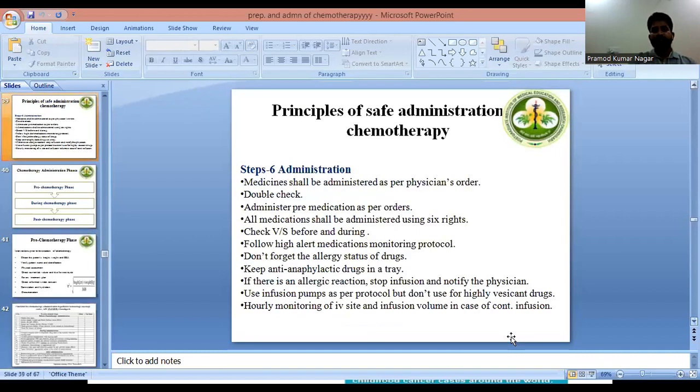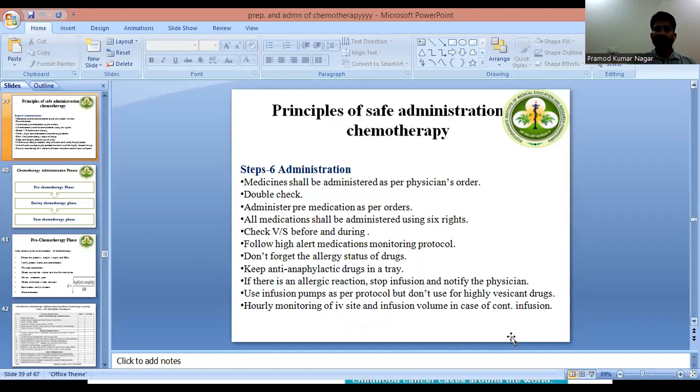In the administration, medication shall be administered as per the physician order. Independent double check should be there, meaning one staff prepares and it should be verified by another senior or junior staff. Administer the medication as per the order. All medications should be administered using the 6 rights.